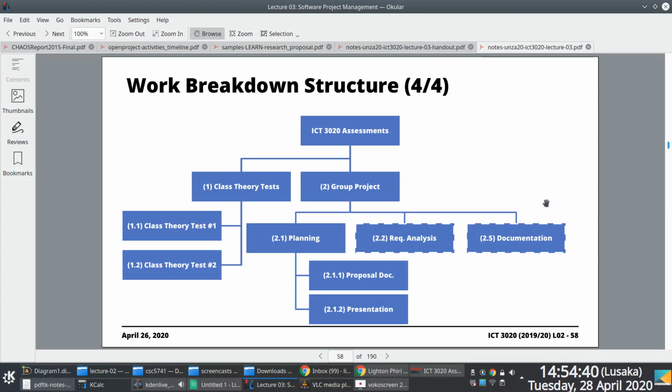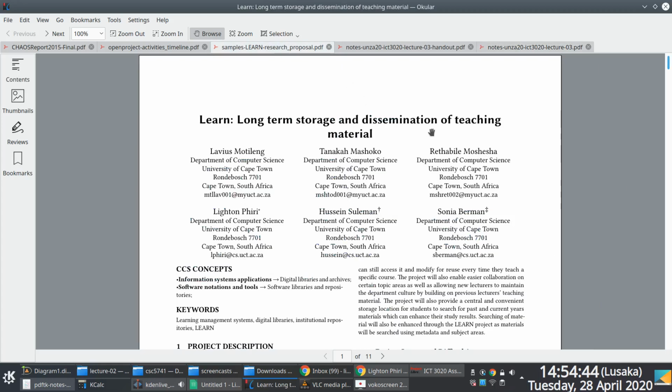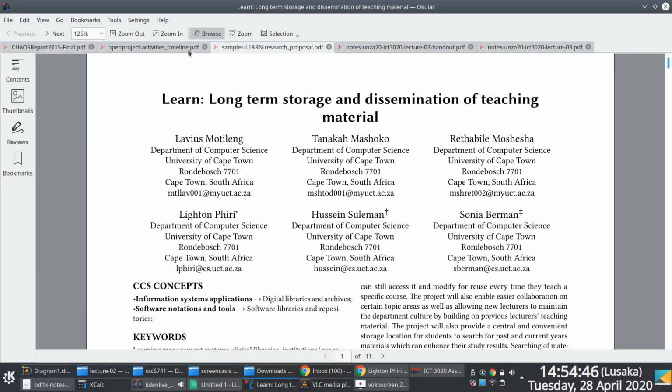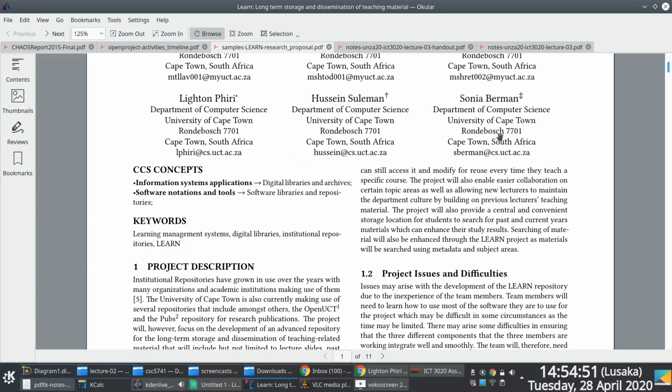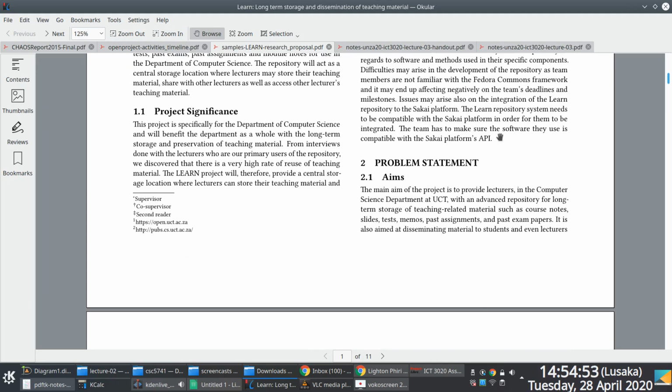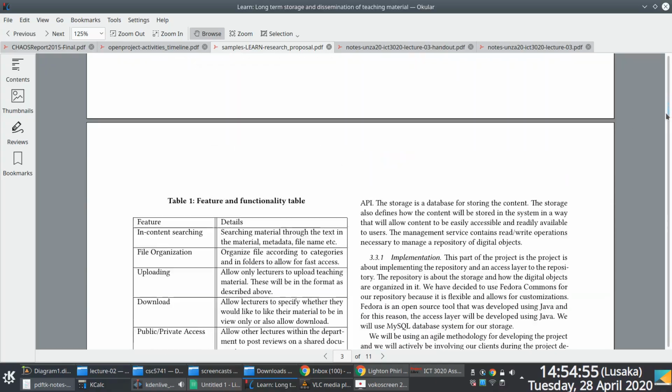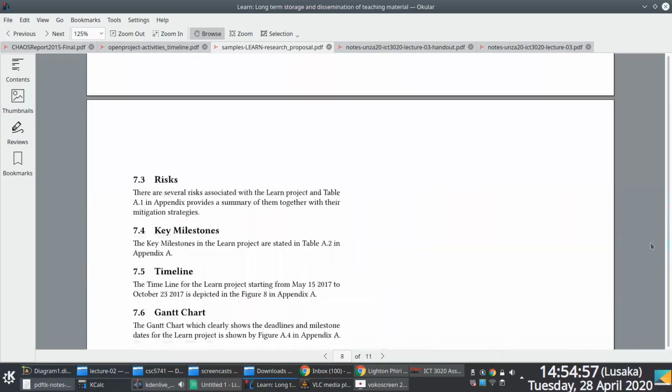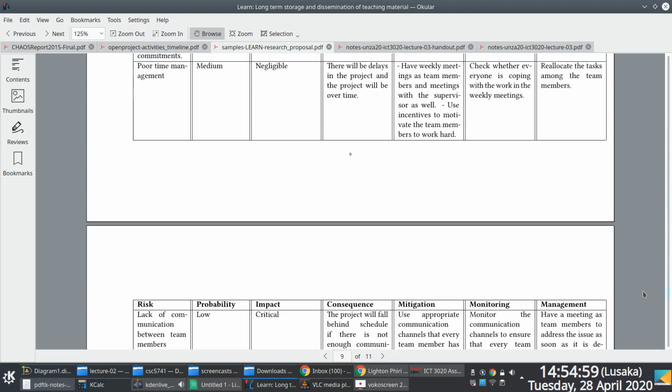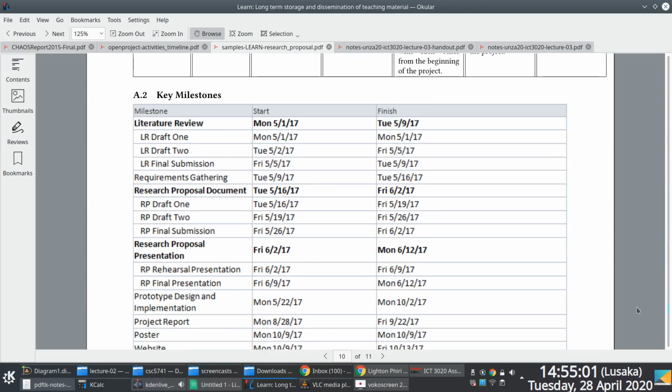Maybe now would be a perfect time to showcase to you a realistic example. There's a project that I was involved with. I supervised some students way back, right? Can't remember the year. It must have been 2018, 2017. I can't remember. But I'll go right to the appendices section to showcase what sort of work breakdown structure they came up with.